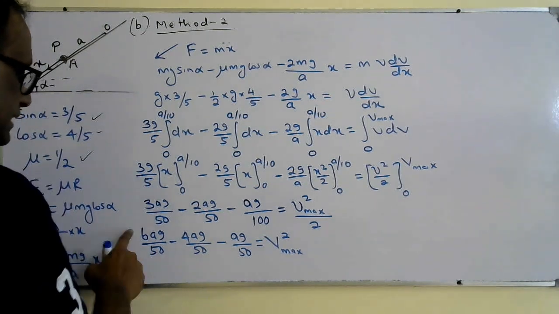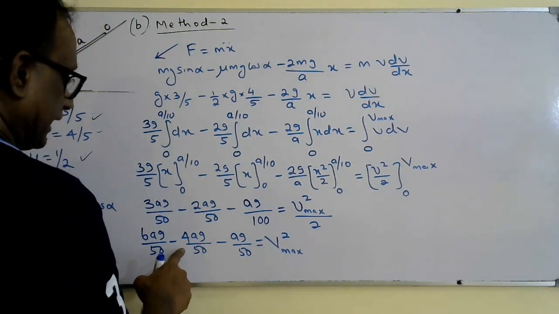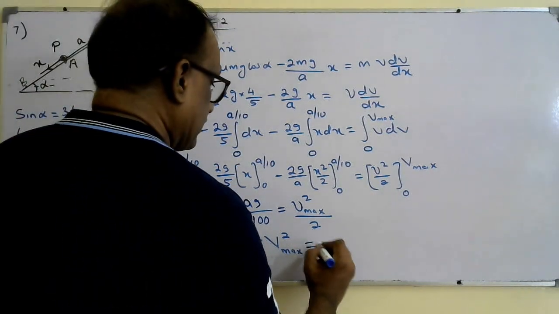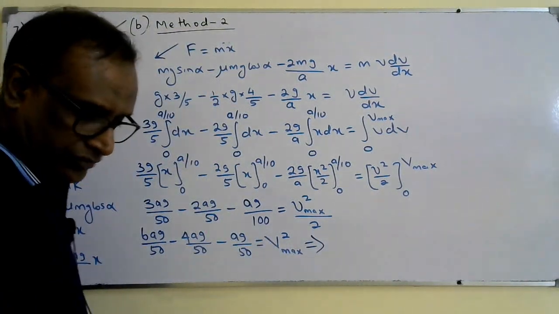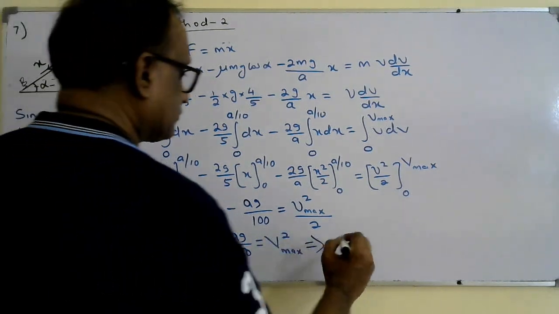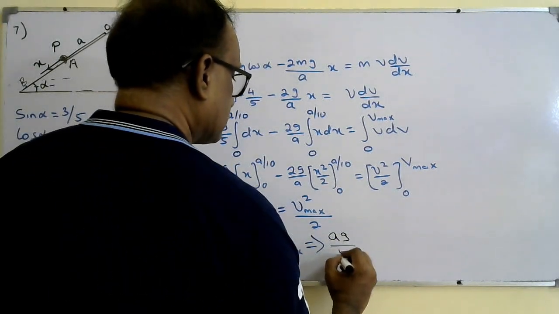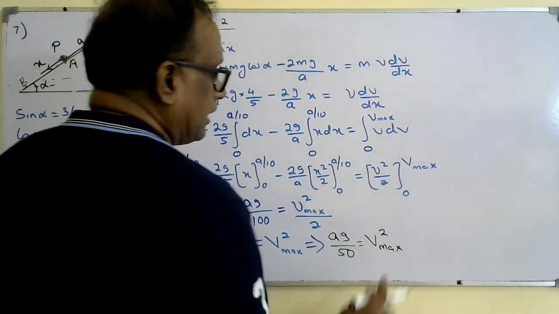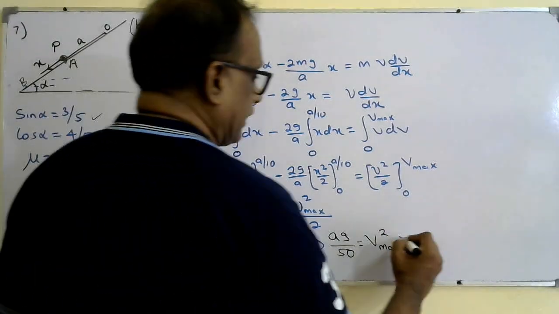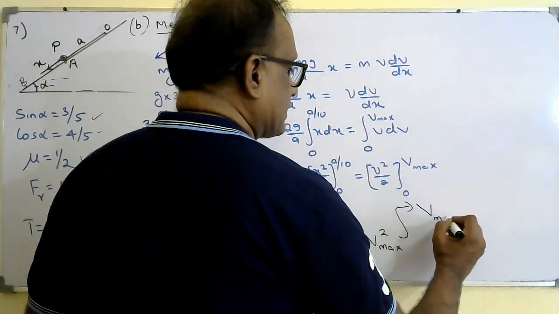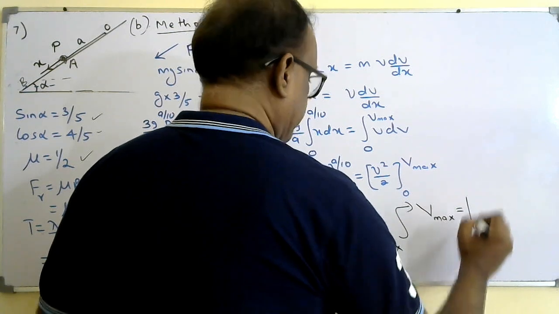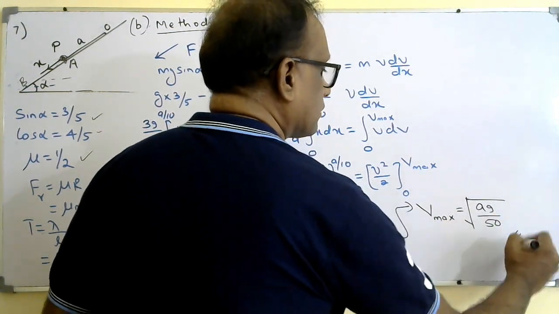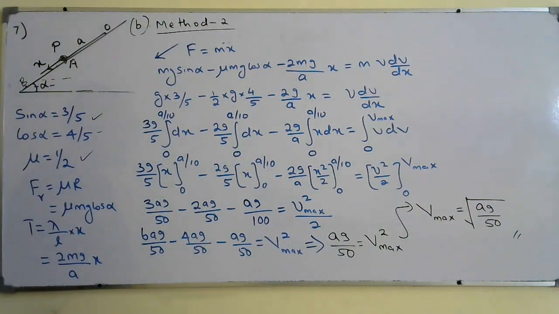Okay, so that's going to be 6ag minus 4ag over 50, that is 2ag over 50, minus ag over 50. When I continue this side, that will become ag over 50 equal v max squared. Same answer we are getting, is it? So take the square root. V max equals square root of ag over 50. Same answer, we get.